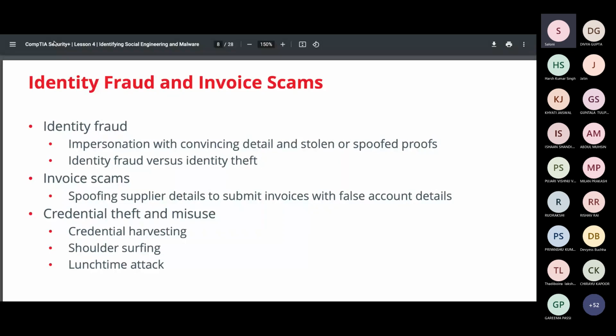What is identity fraud? When your identity has been misused by someone else, using your specific details. Your identity has been used. So where the attacker uses specific details of someone's identity, this is basically making up an identity. So that is identity fraud. But if we talk about identity theft, theft means stolen. So that means stealing someone else's identity.